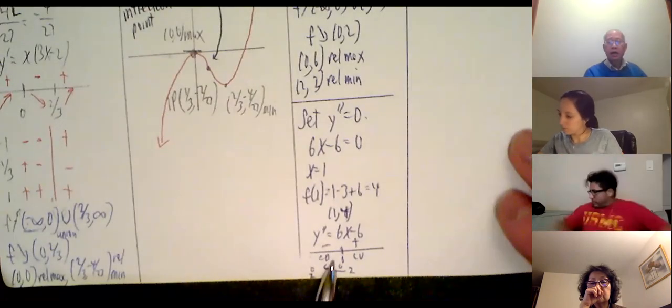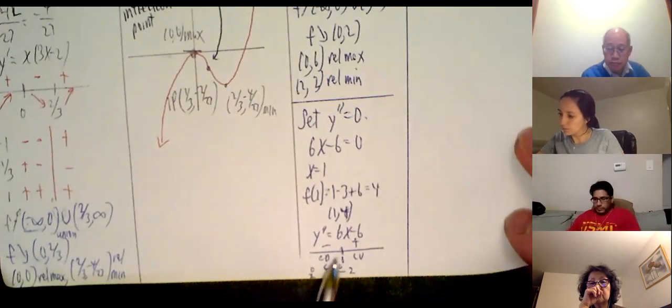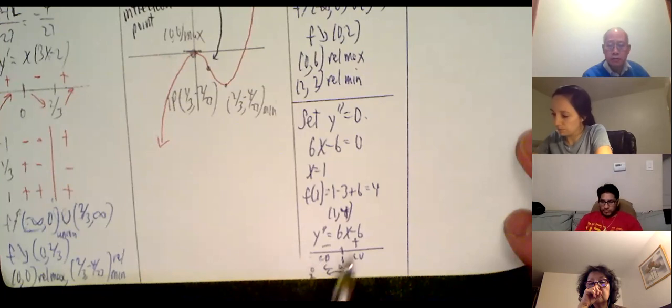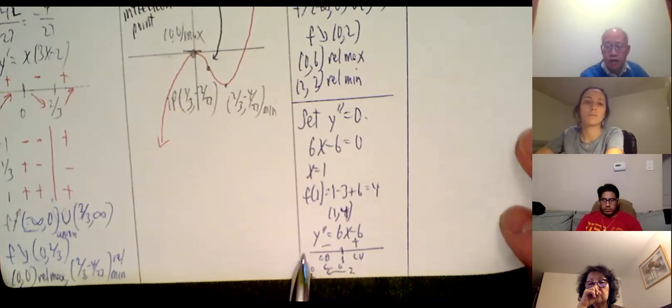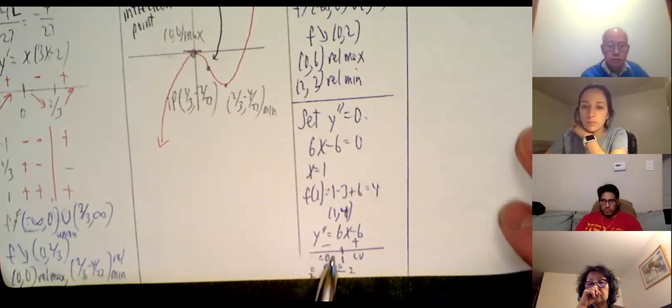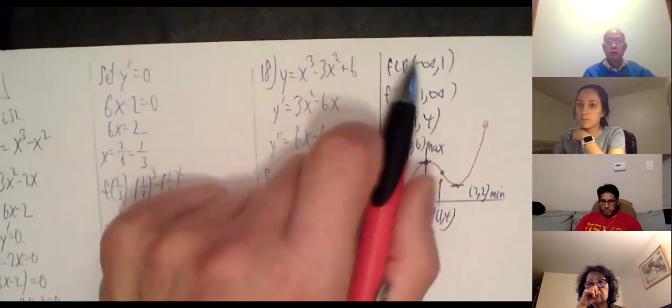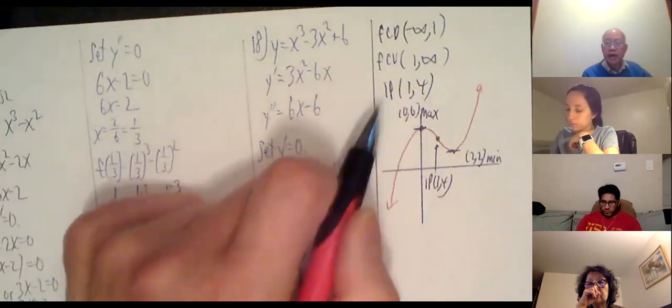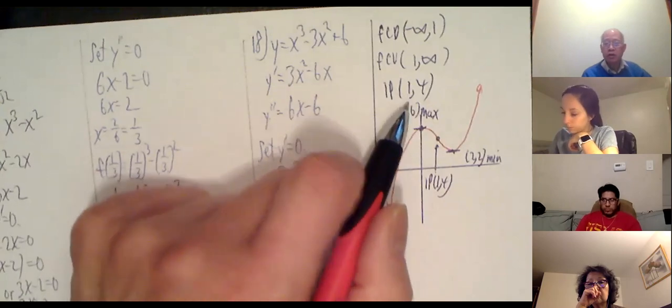All right, I do have an inflection point. There's a change in concavity. The graph switches from concave down to concave up, upside down U shape to U shape. Right, so the function's concave down from negative infinity to 1. Concave down from negative infinity to 1. And then concave up the rest of the time from 1 to infinity. And yes, I do have an inflection point at 1, 4.